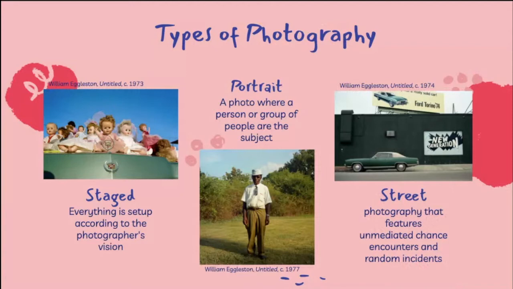And then we're going to go into portrait photography, which is a photo where the person or a group of people are the subject. And portrait photography can be staged, like in photo shoots for fashion magazines. And in this example, William Eggleston probably asked this guy to stand in the middle of this yard, look very relaxed with a neutral expression on his face. And he set himself up so he could be in the center of the image.